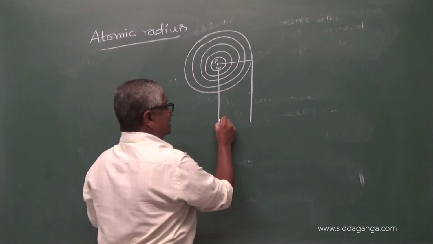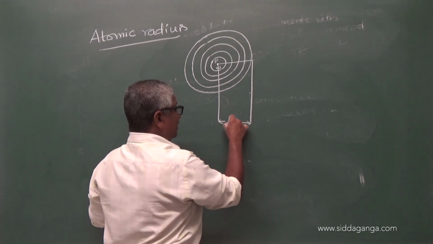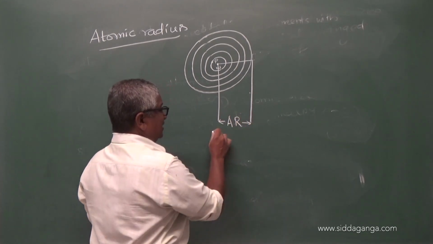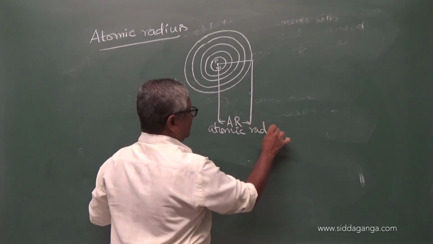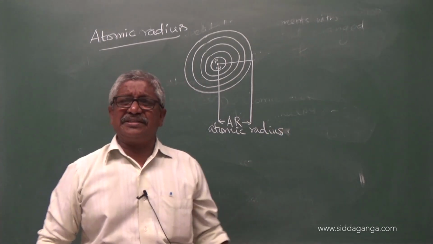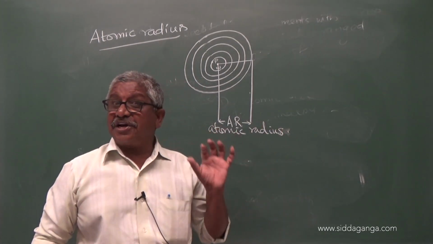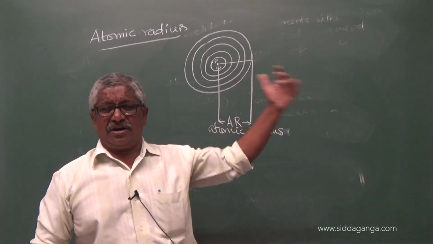That is called atomic radius. This one is called atomic radius. So how to define it? Atomic radius is the distance between the center of the nucleus to the outermost orbit electron.